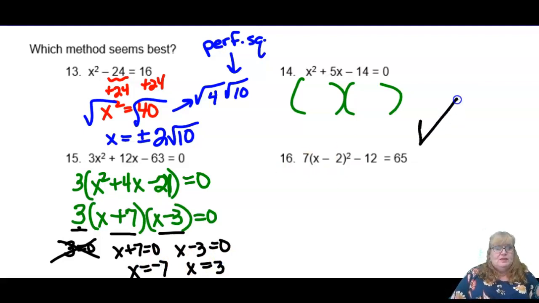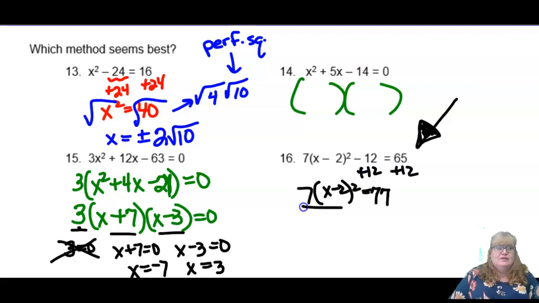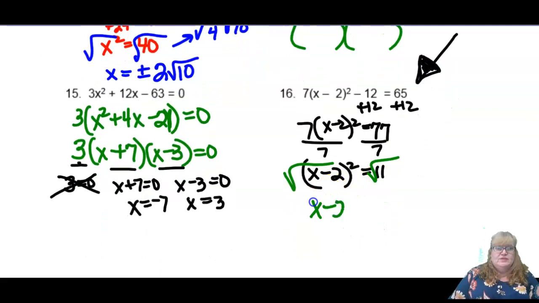All right. Tricky. Anybody remember what we could do here? Last minute of the video? No? We can isolate this. We don't have to distribute, can't distribute. We don't have to FOIL it out. We could just add 12. 77, if I did that right. Divide both sides by 7. Then when we square root, we get x minus 2 equals plus or minus the square root of 11.